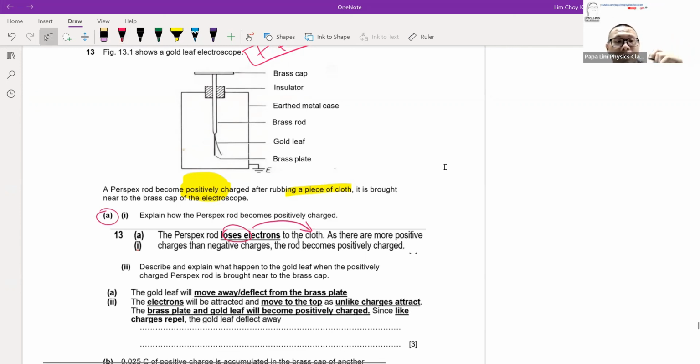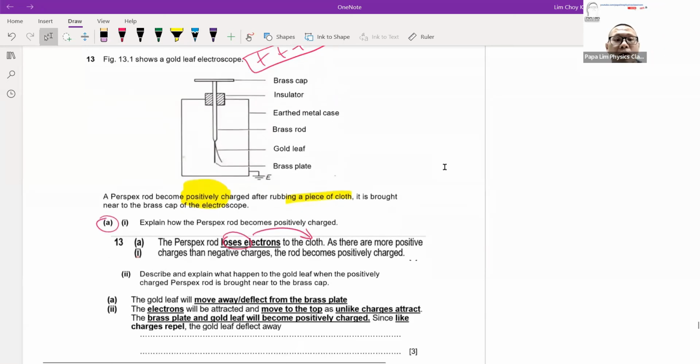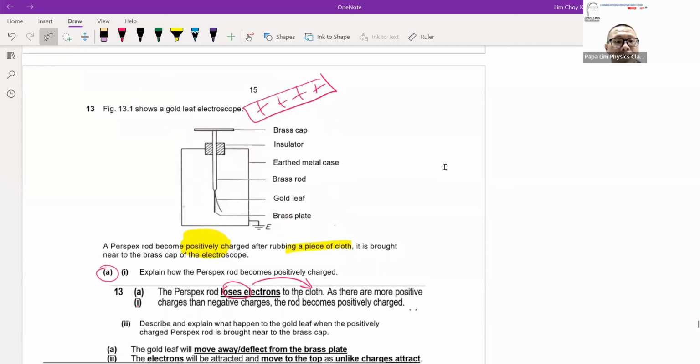Now, the second part that we look at is, after the Perspex rod is brought near to the brass cap, what actually happens? You'll find that when the Perspex rod moves nearer to the brass cap, the gold leaf swings. It opens up. Originally the gold leaf is lying straight down. It has not swung, it's uncharged.